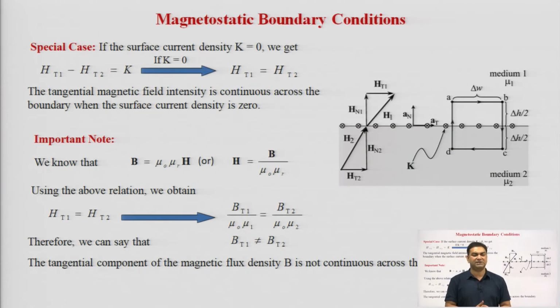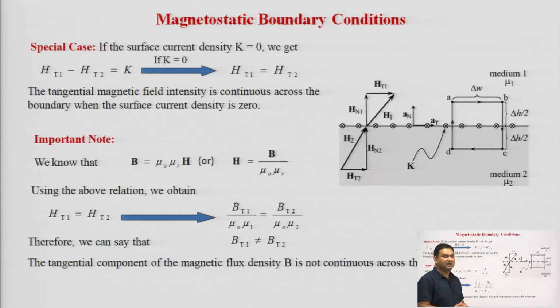The special case for the boundary condition, if the surface current density K is equal to 0, we get Ht1 minus Ht2. You can consider here the figure, what the diagram is showing. The diagram is generally showing the different surface for the different mediums. Here you can see that medium 1 surface and medium 2 surface. Medium 1 surface is having the permeability in terms of mu 1 and the medium 2 is having the permeability in terms of mu 2.